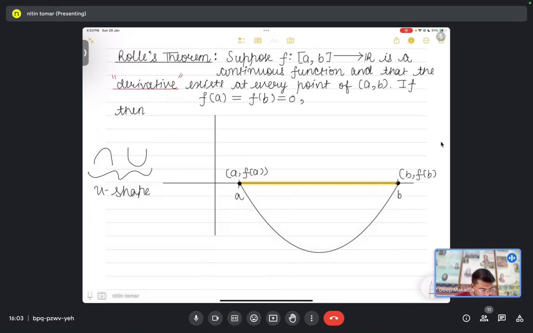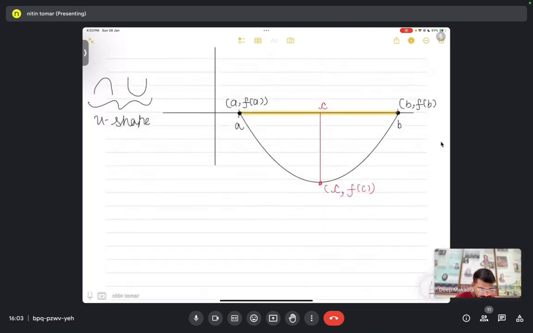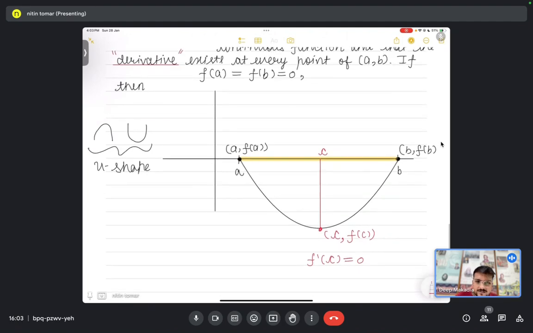Now, what can you say about this point? Let us say this point is C. So, what will be this coordinate? This coordinate will be C comma f of C. Can anyone tell me a special property of this point? The derivative is 0, right? At this point, f prime of C will be 0. Why? Because this is a point of minima. Everyone knows this: at a point of local maxima or minima, the derivative is 0.